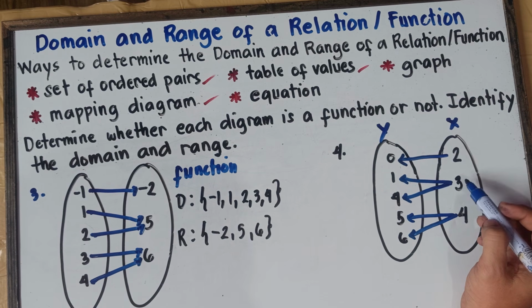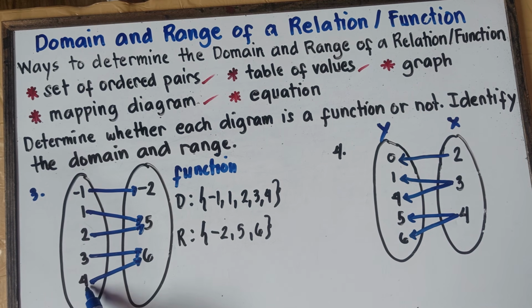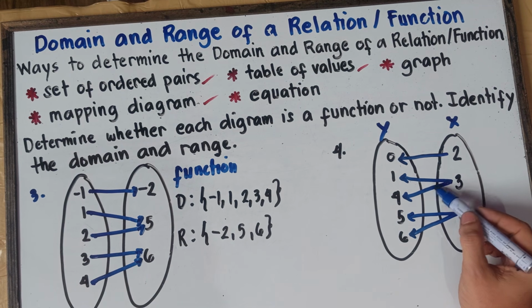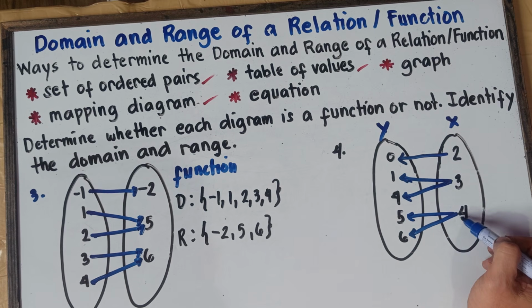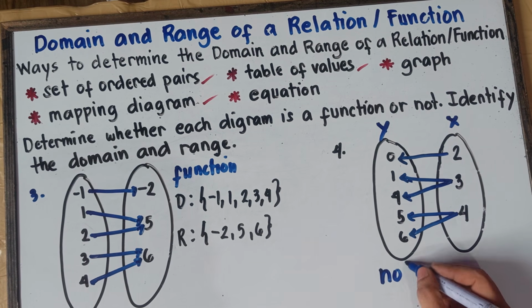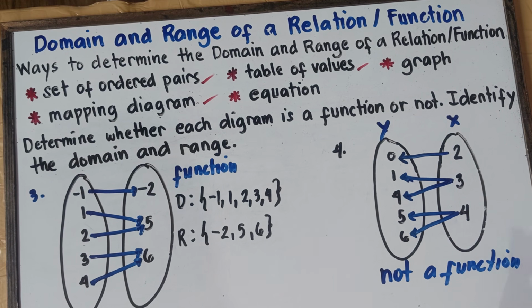Once again, class, check this one out. Number 4 is very different from number 3, because in number 3 the input has only one arrow, right? But in number 4, the input 3 has 2 arrows, this one right here and then this one right here. Input 4 has 2 arrows. So therefore, this will not be a function. Not a function for number 4.